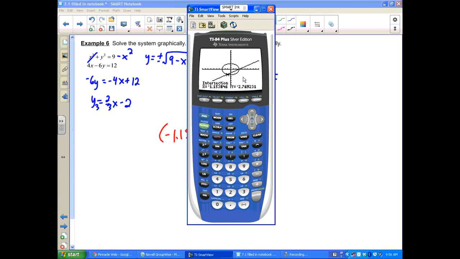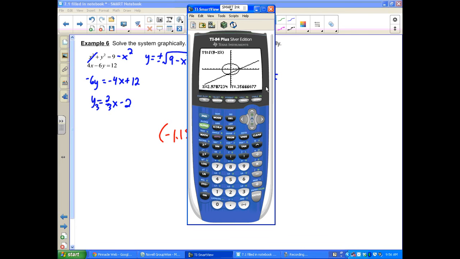So the problem here is that this intersection is right here at 3, 0. That's what it looks like at least, right? And we could even trace over here and get really close to it. The problem though is that we took a square root and the calculator doesn't like that, and so if we actually try to find this intersection, it's going to give us an error. And so if you're in the situation where you've taken the square root on both sides and you end up with a plus or minus, we know that this is at 3, 0.